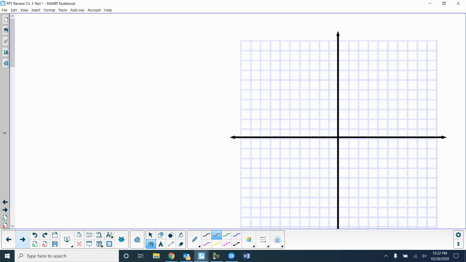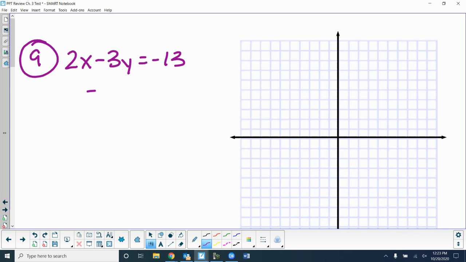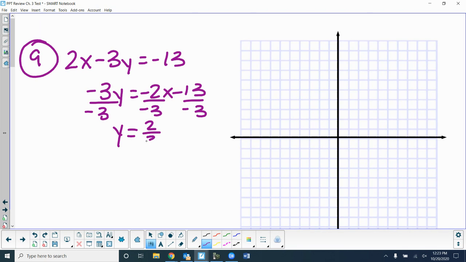All right, number 9 was solved by graphing. So we got 2x minus 3y equals -13. So when we subtract the 2x, we get -2x. And remember to divide all 3 of them by -3. So the 2 negatives make everything positive. So 13/3 is 4 1/3. So that's my y-intercept. So I go up here on the y, 1, 2, 3, 4 1/3, just a little bit past it. What's my slope?